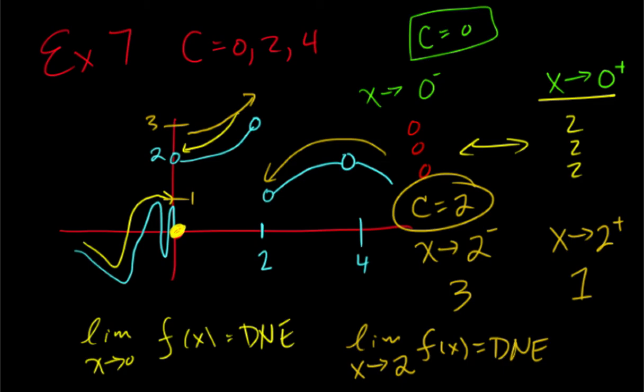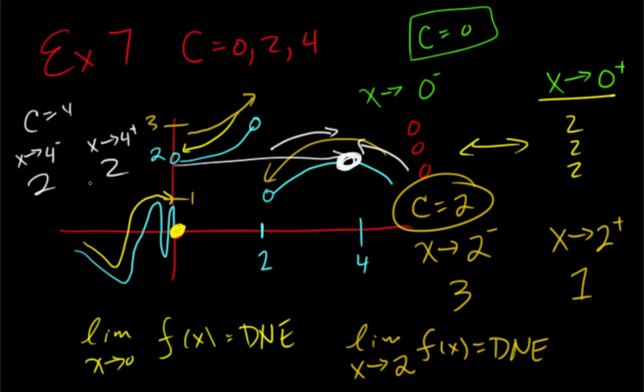And the last thing, we're going to look at c equals 4. Once again, as x approaches 4 from the negative side, and as x approaches 4 from the positive side, this is valued at 2 right here. So as we go this way, or if we go this way, we see that we're approaching the y value of 2 and 2. Since those are the same, even though the function is undefined, the limit does exist. So the limit as x approaches 4 of f of x is equal to that y value of 2.